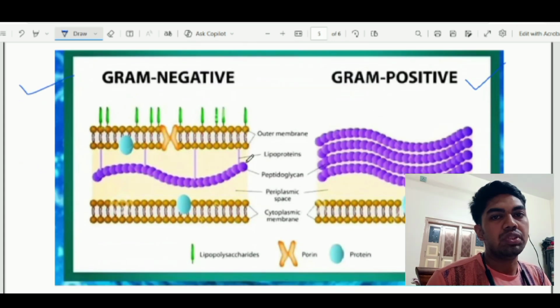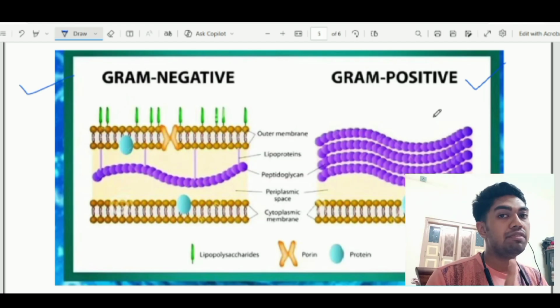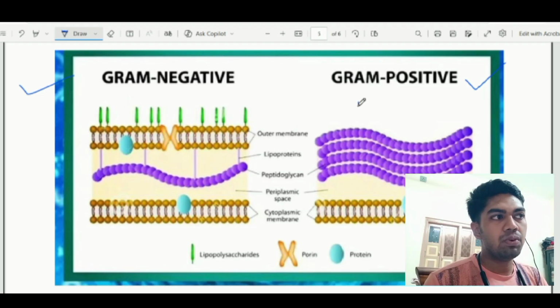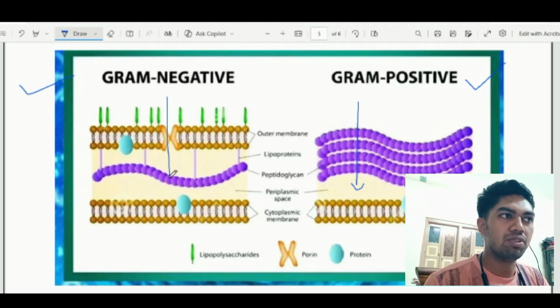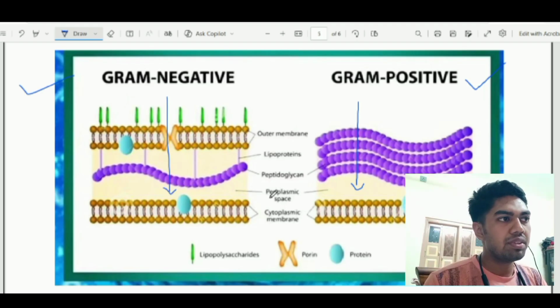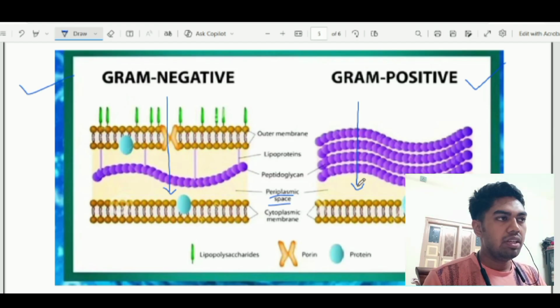So here comes the theory, that is cell wall theory. In the first step, what are we adding? Crystal violet. When we add crystal violet, it penetrates the cell wall of both gram positive and gram negative bacteria. It goes into the periplasmic space, okay? The primary stain, crystal violet. That's why after the primary stain, both bacteria look violet.